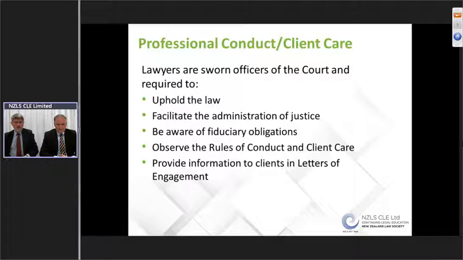Obviously, observing the rules of conduct and client care, which again are set out in the Act, and you must provide a copy of those rules and other information to clients in letters of engagement. The letter of engagement is an essential part of both risk management and client care, because in that you can set out the rules of engagement between your client and yourself. You are also advising the client of how they can raise a complaint if they need to, what they can expect of you, and who's going to be engaged in the work that you're doing.